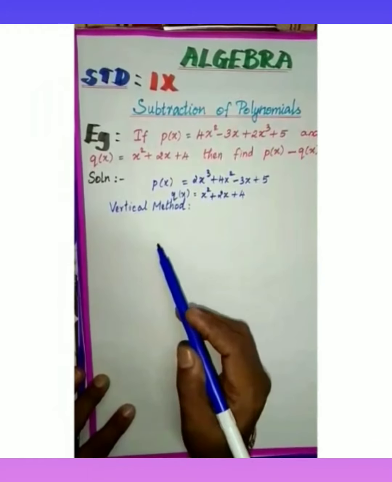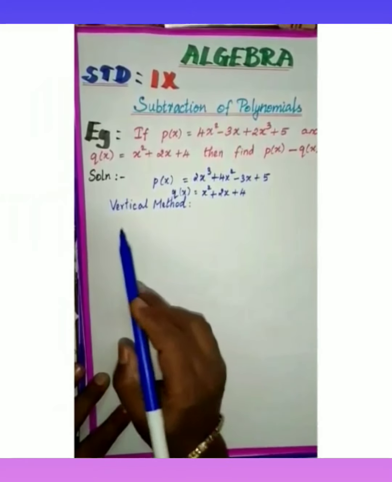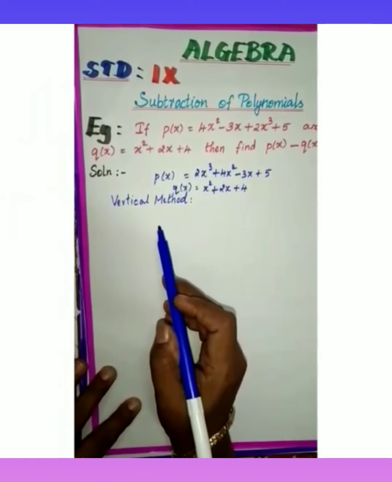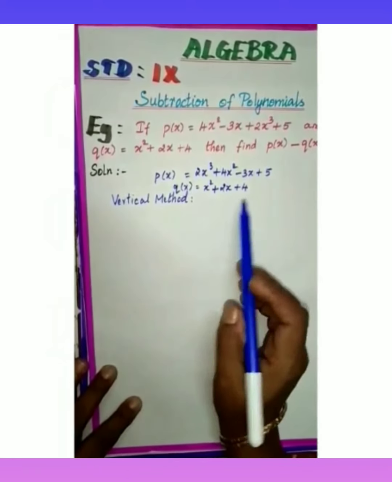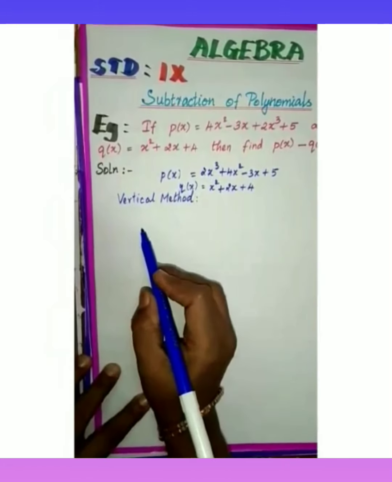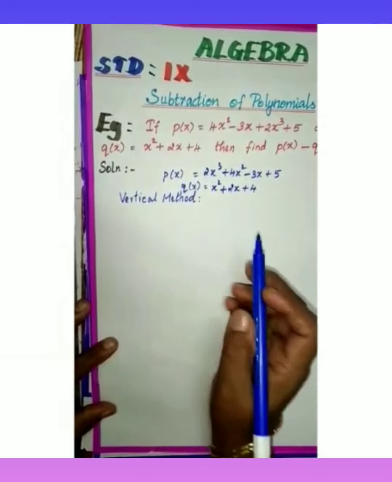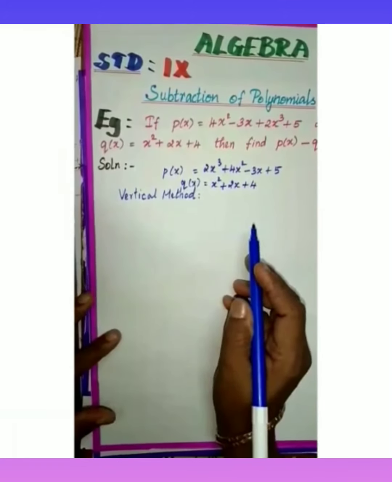Already we have mentioned two methods are there. So first method is vertical method. First step is arrange the polynomials in standard form. Second step is write the given expressions one below the other based on their like terms.